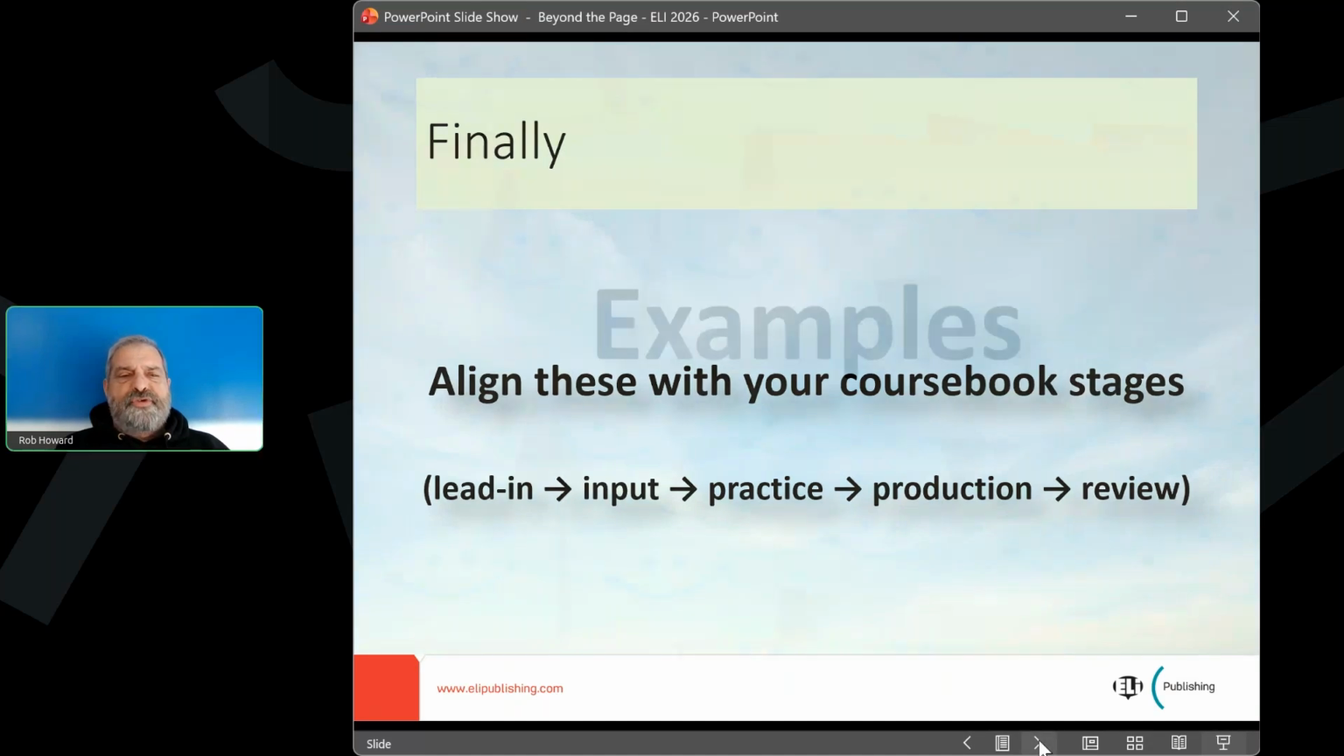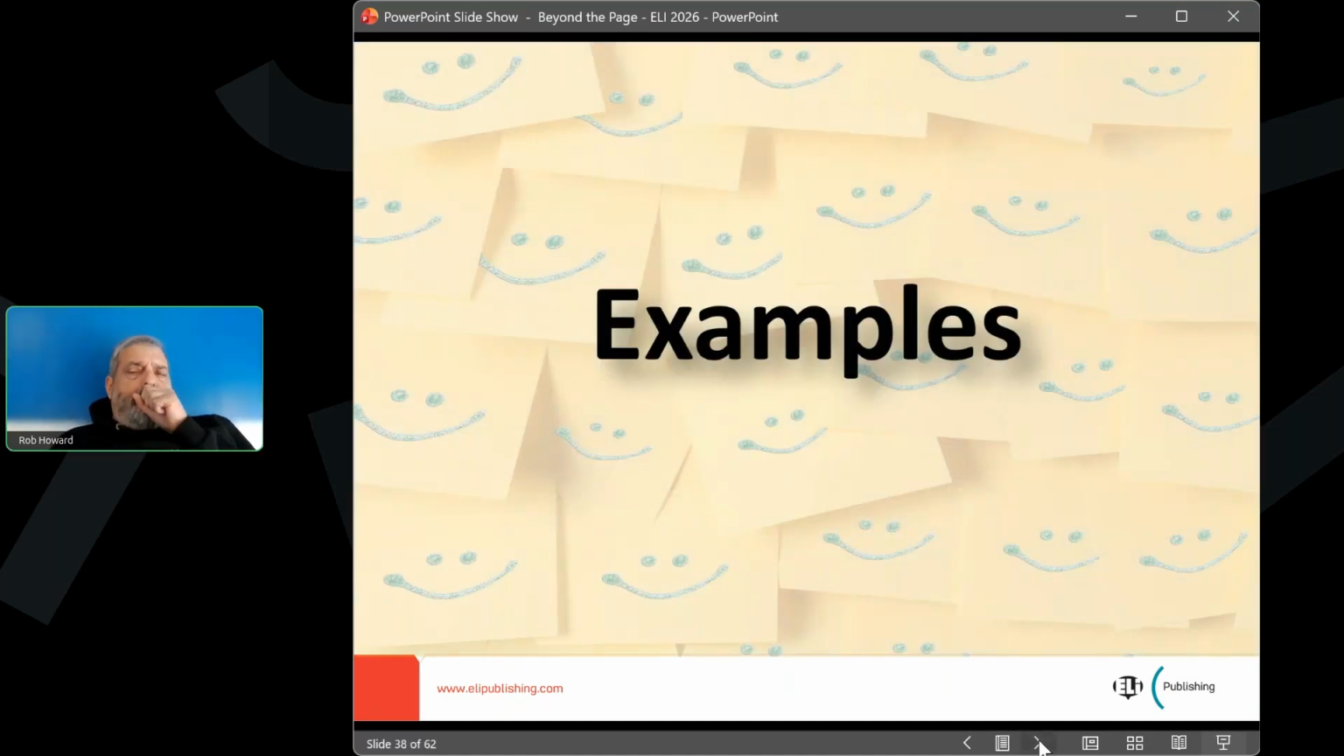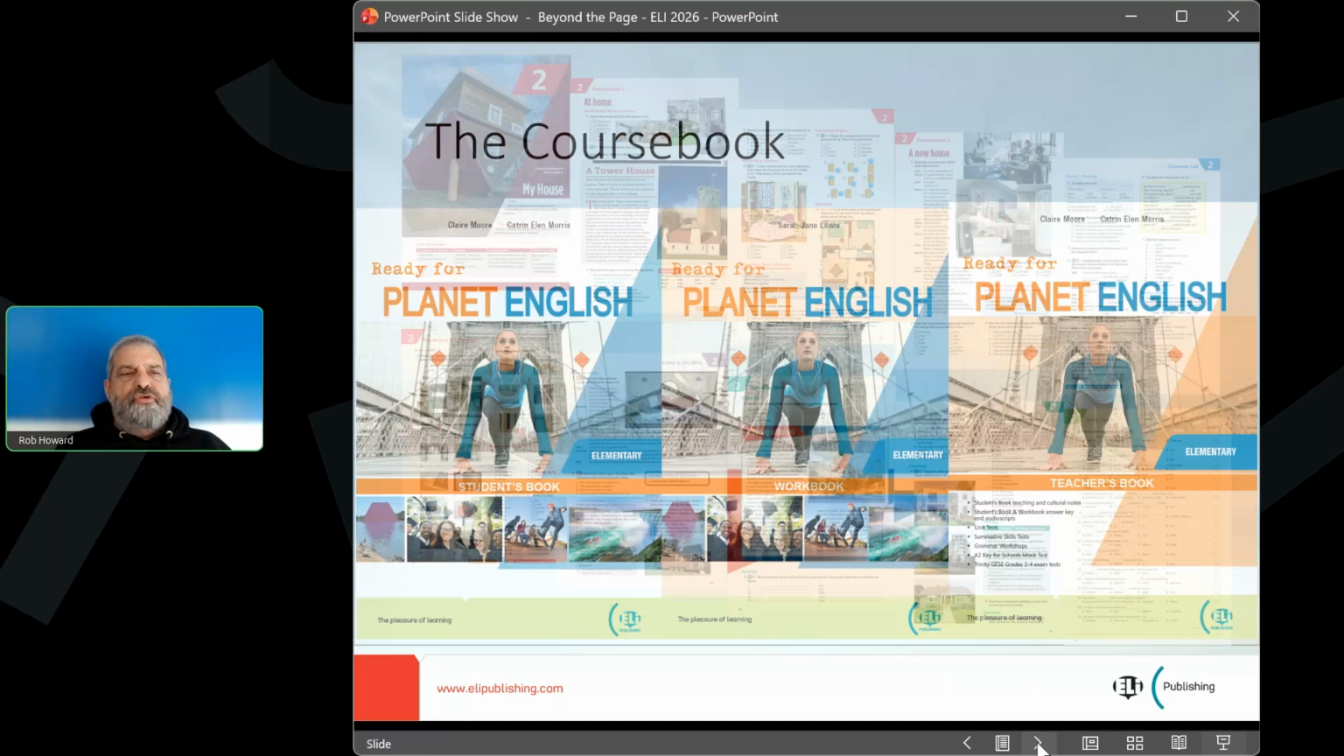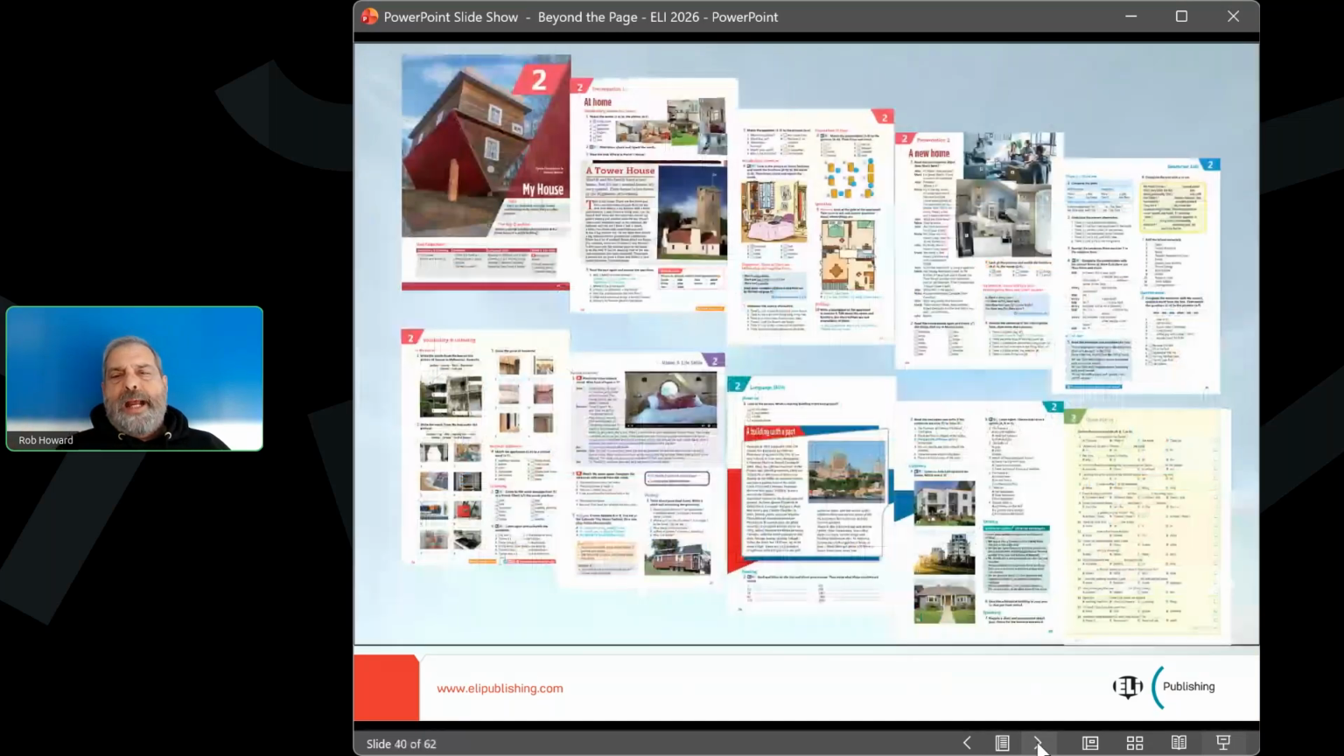All right, so some examples. Well, first of all, I used Planet English, which you may notice here. Here's the elementary. You see the student book. And I use this for the source of my materials, depending on the level that you're teaching. And for instance, here's Unit 2, which is talking about my house. Here's some screenshots of what the book has.